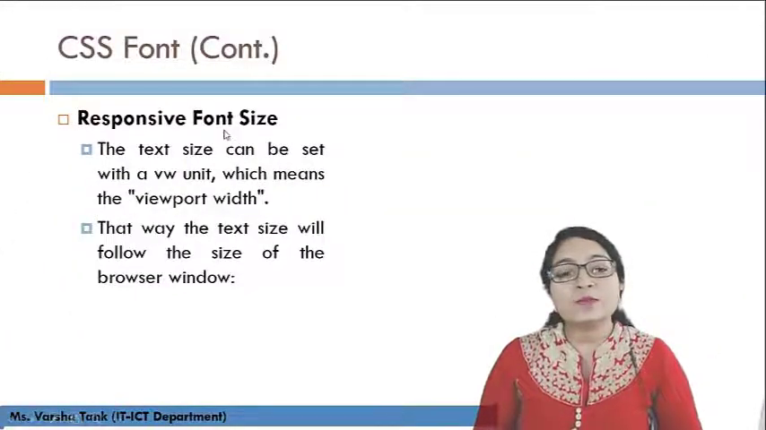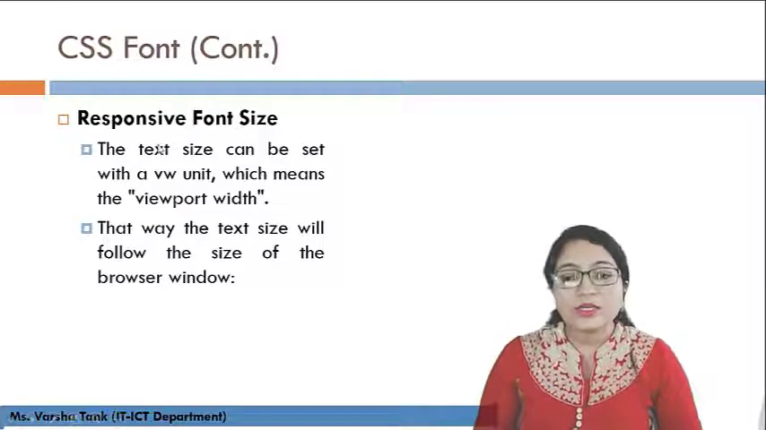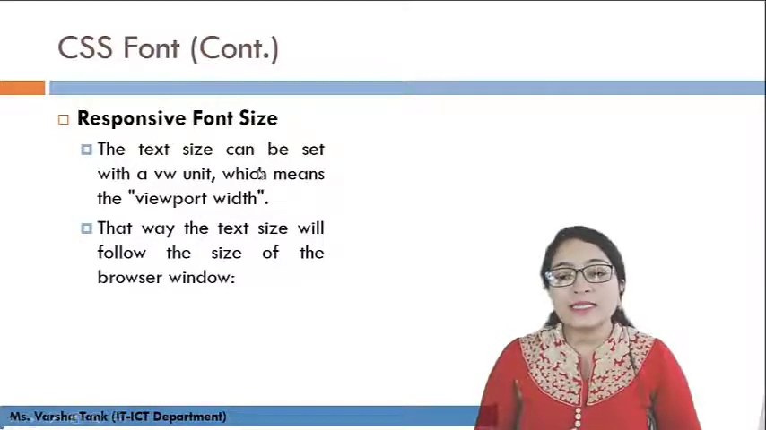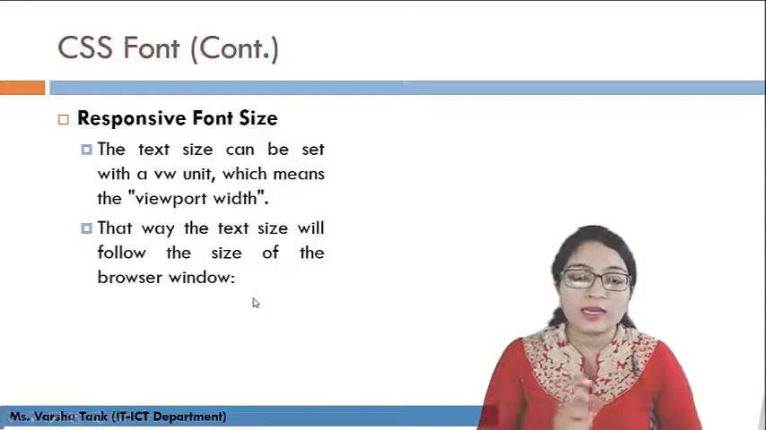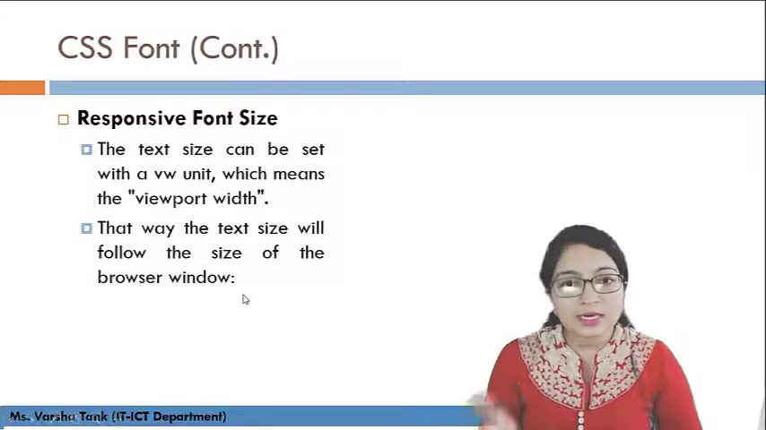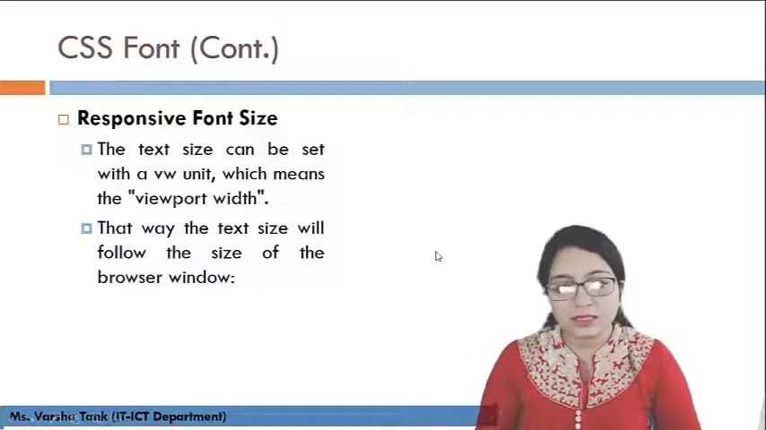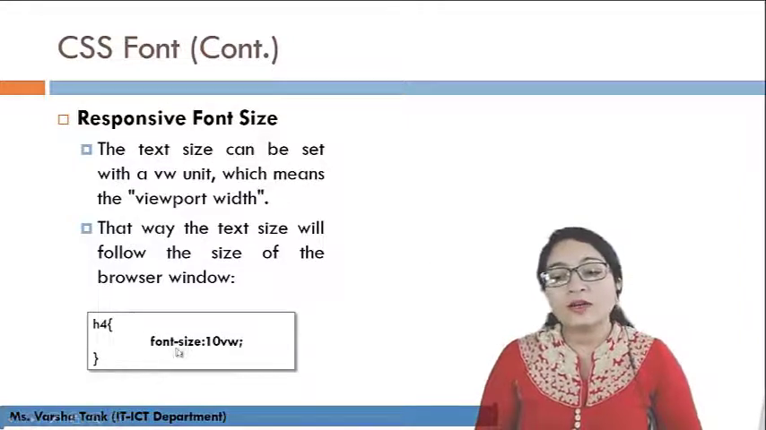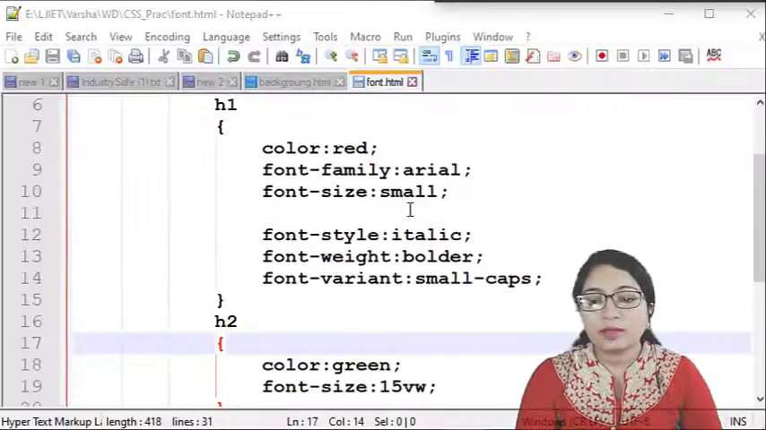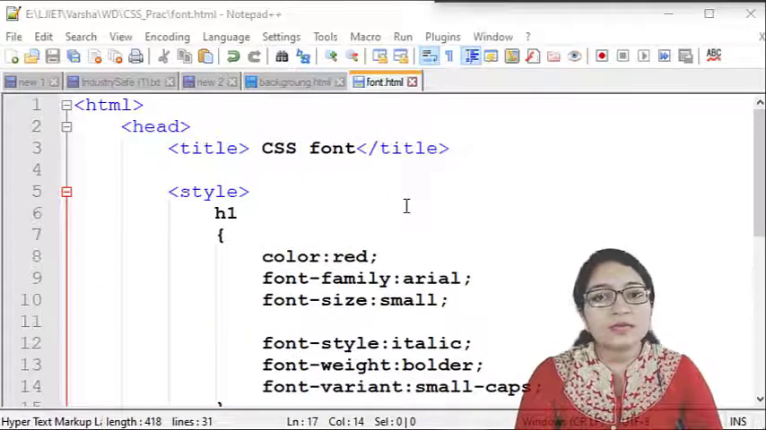Then the next one is the responsive font size. Responsive font size means the text size can be set with a vw unit. That is viewport, vw, which means viewport width. That way the text size will follow the size of the browser window. If you increase the size, it will increase, and if you decrease the size, it will decrease. For that, you just have to specify font-size: 10vw. Got it? Now see here, this is the CSS font style.